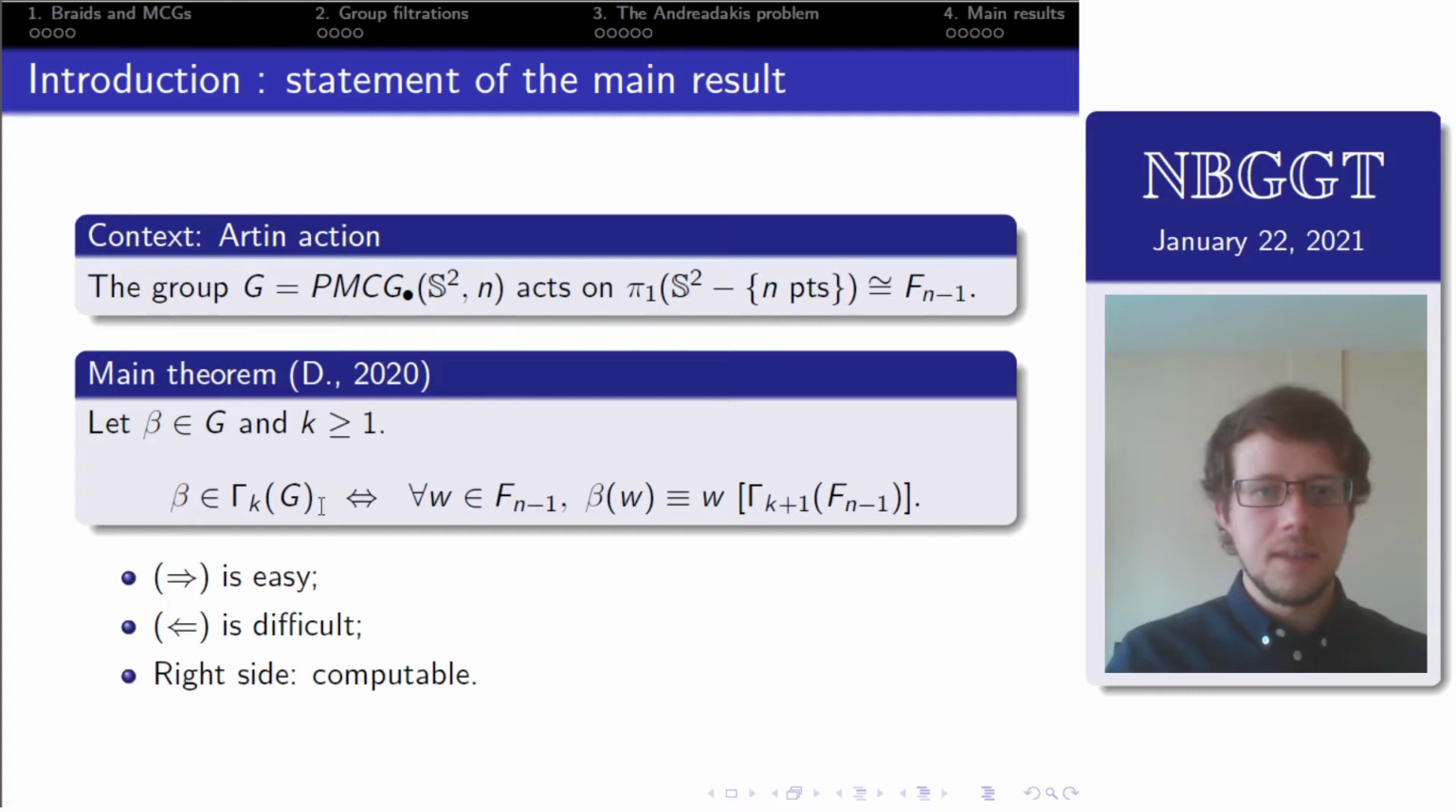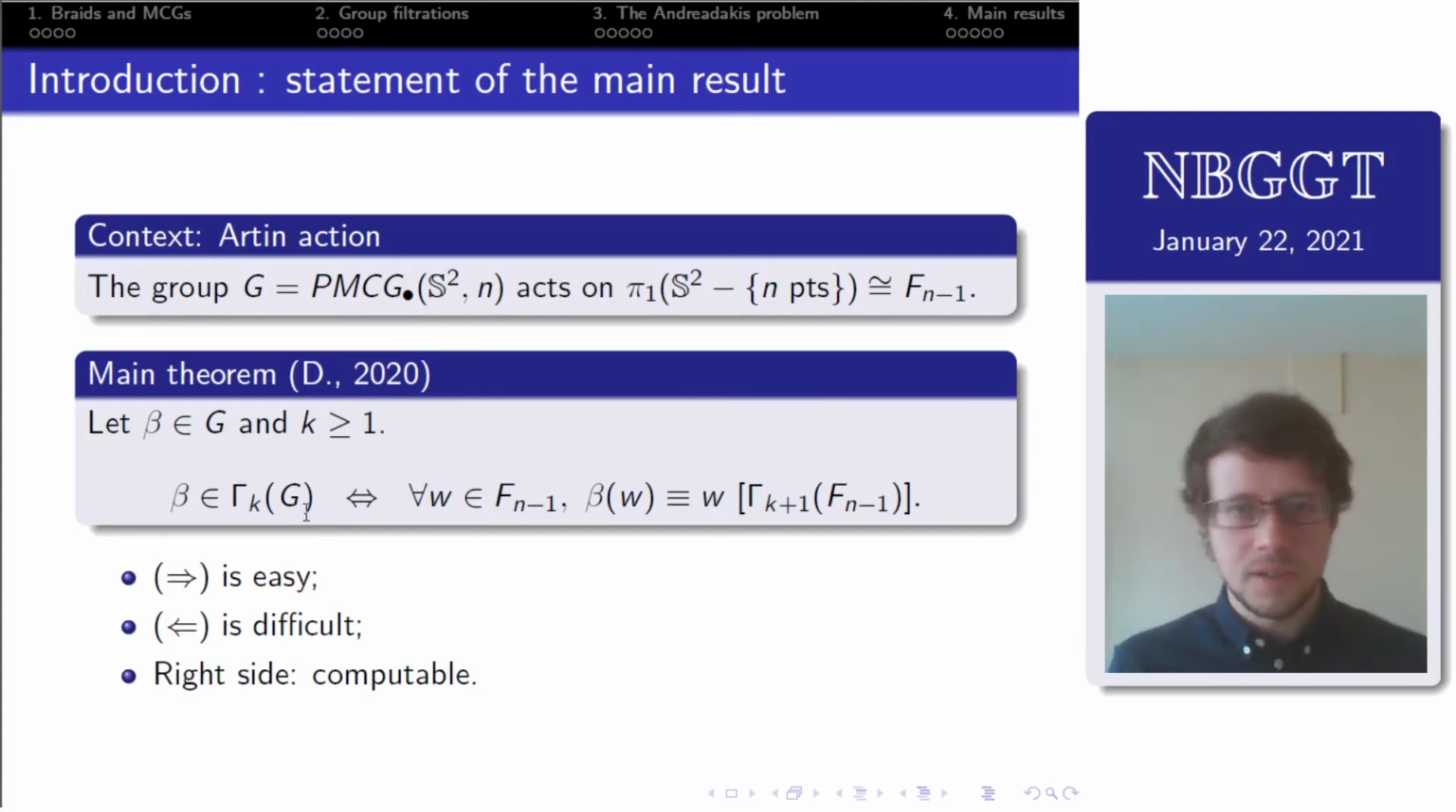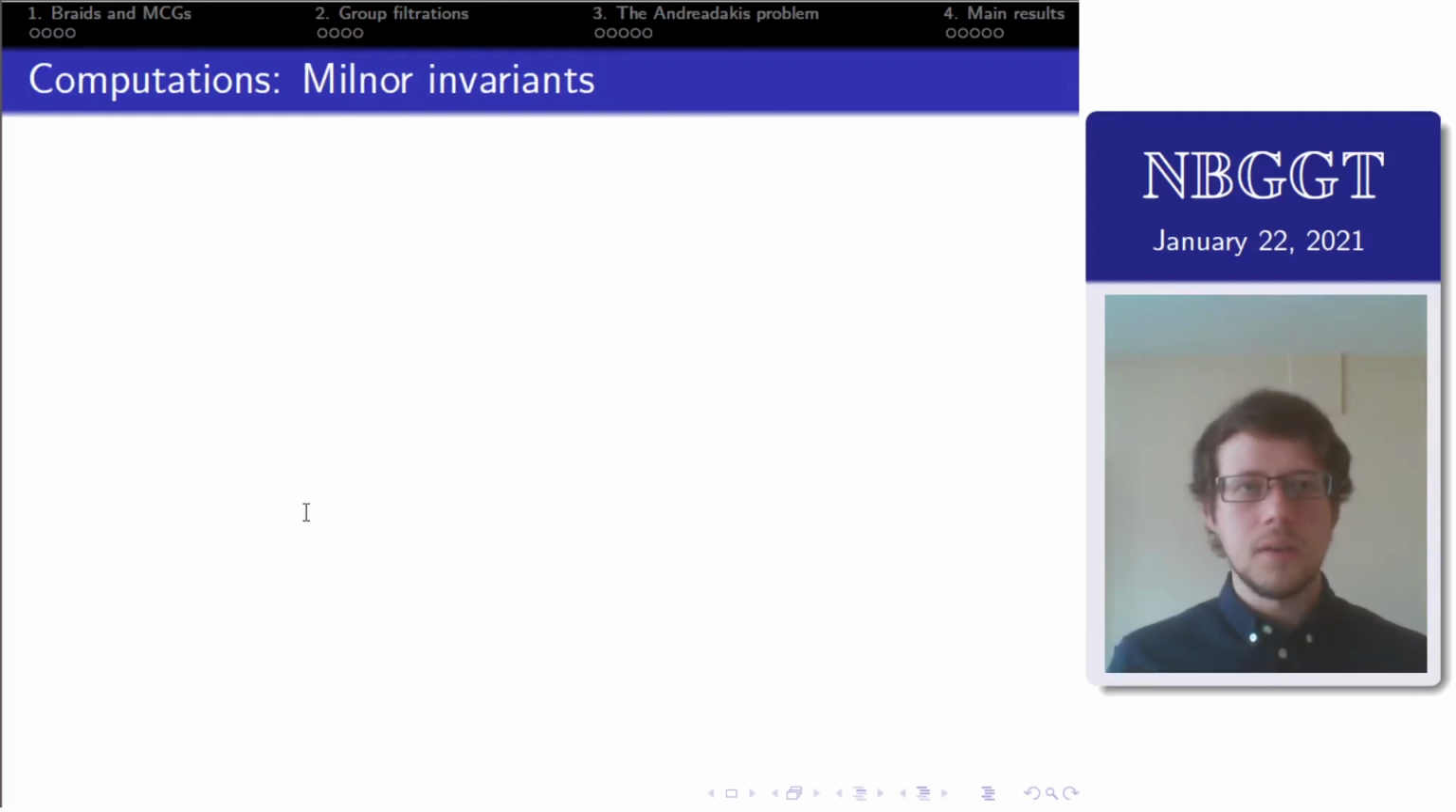and then we have an explicit condition for beta to be in the kth term of the lower central series. In fact, you can say exactly where beta is in this lower central series by this finite computation, and I will explain the computation right now. So basically, it amounts to computing the Milnor invariants of my element beta.